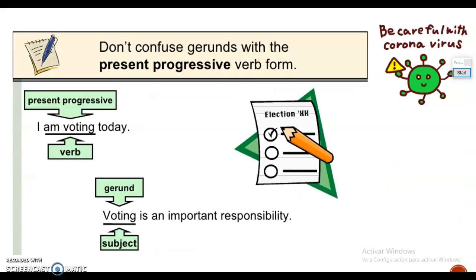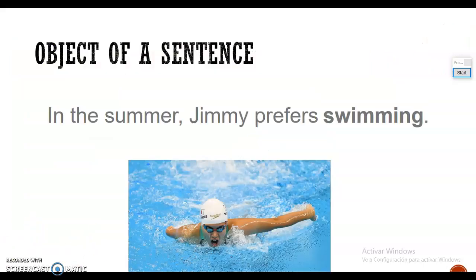Now let's continue. Please don't confuse gerunds with present progressive. Present progressive is a tense, and the gerund is another thing, different. Now let's check this gerund as an object of a sentence. For example, in the summer, Jimmy prefers swimming.